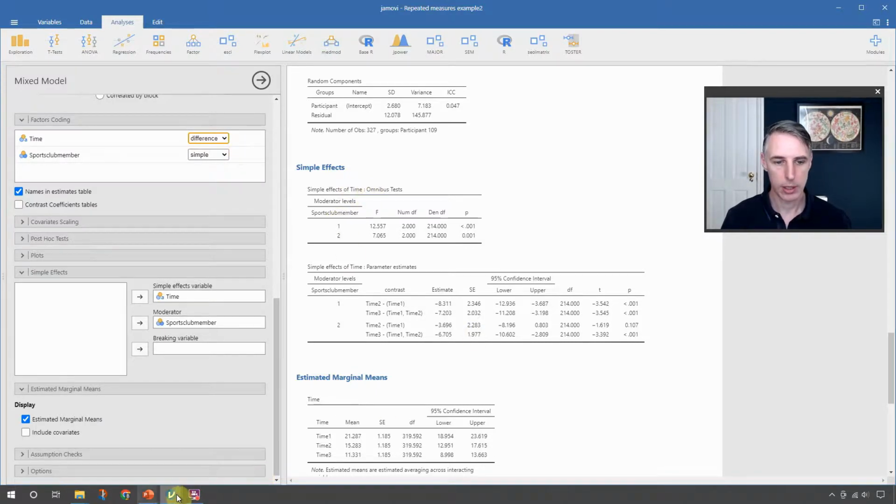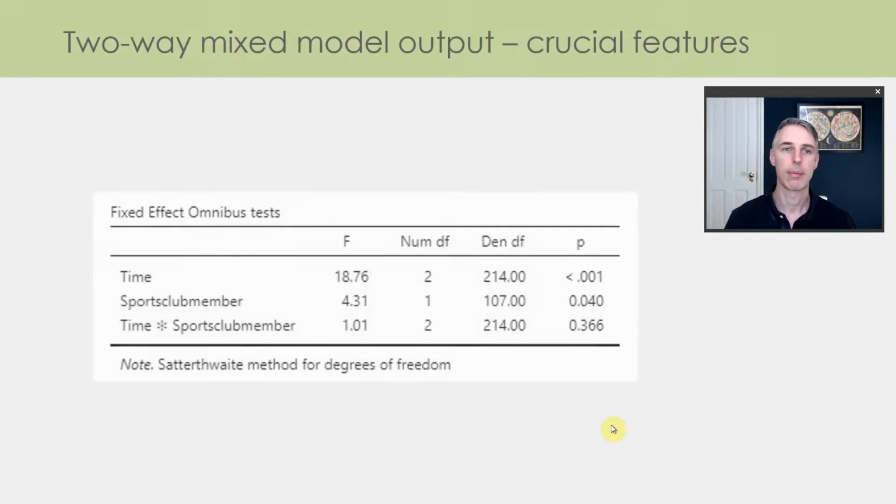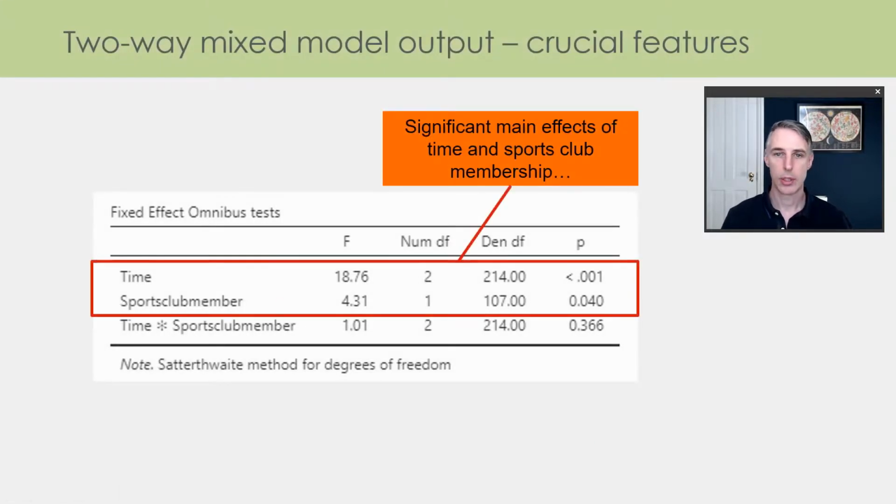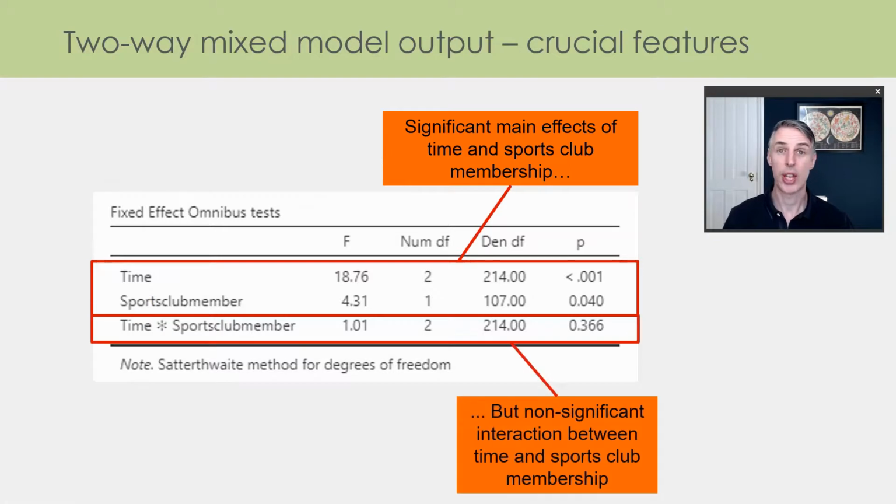Okay, so let's have a look at some of the key aspects of that output. This again is our overall ANOVA table. So we've got significant main effects of time and of sports club membership. So sports club membership does seem to predict alcohol consumption, collapsed across time points. And there does seem to be an effect over time on alcohol consumption, collapsed across sports club membership. But the crucial thing for the hypothesis was this interaction, and that is not significant. So on the face of it, it doesn't look like the data support that particular hypothesis, that the trend over time would be different for sports club versus non-sports club members.